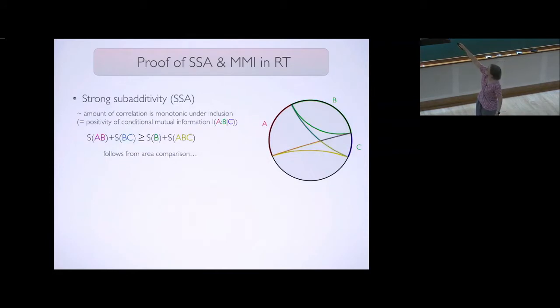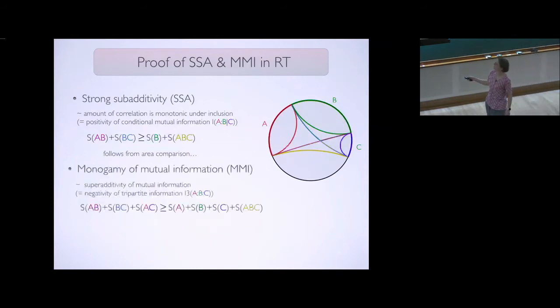And then because this green surface, the minimal surface for region B, is the minimal surface anchored on the boundary of the region B, this has to have larger area, or cannot have smaller area, than this one, and similarly for this, and so the right-hand side is necessarily smaller, okay?